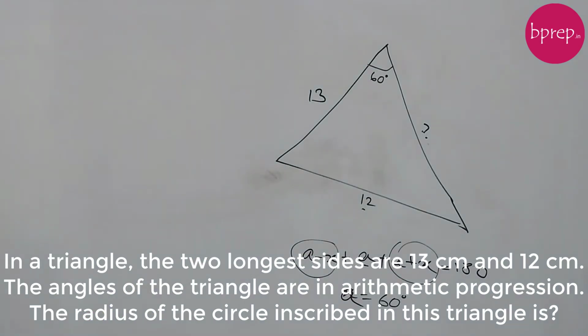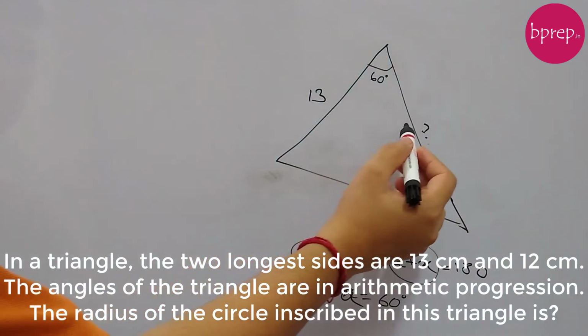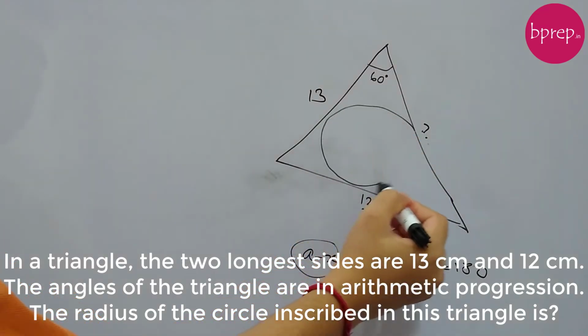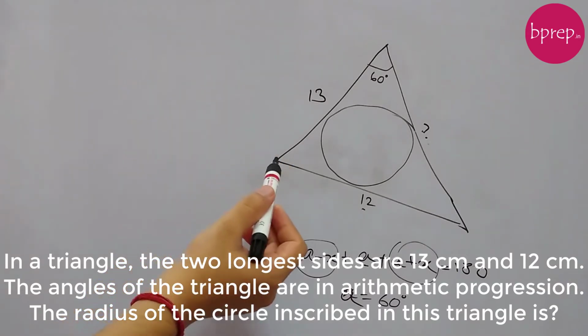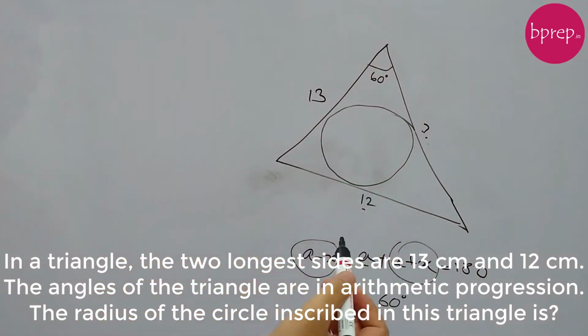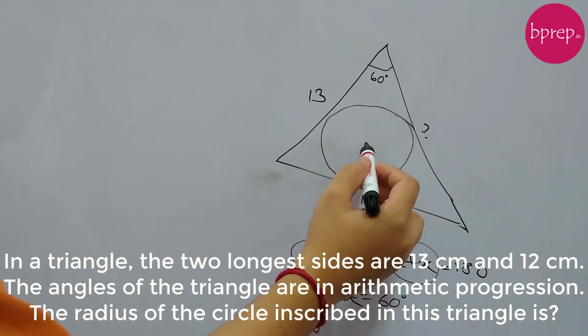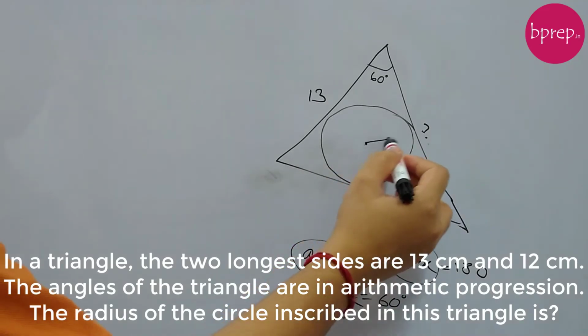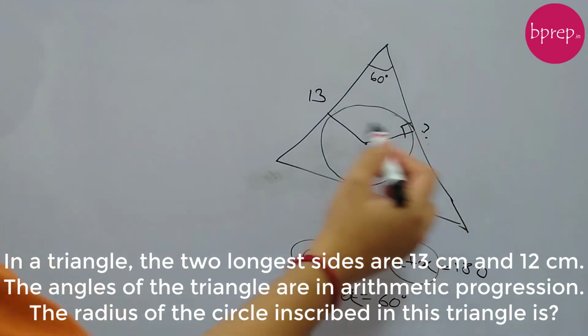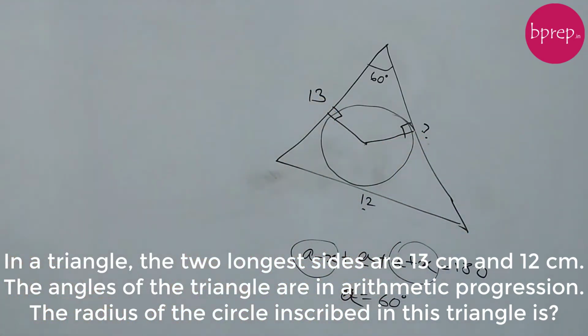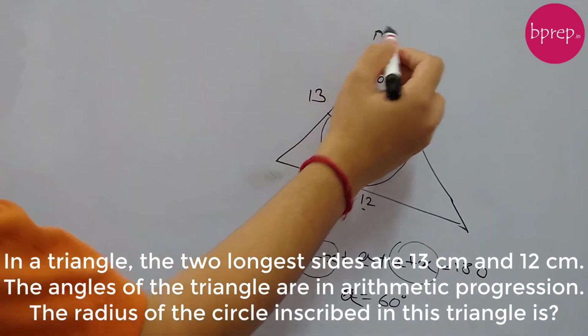Okay, so now we have a circle inside this. Let's say this is the circle. We need to find out the radius of the circle. So first, it is clear that we need to establish a relation between the sides of this triangle and the radius. So if we say this is the center and drop a perpendicular to any side of this triangle, then this angle will be 90 degrees, because this perpendicular will be to the tangent. So let's name this triangle ABC.